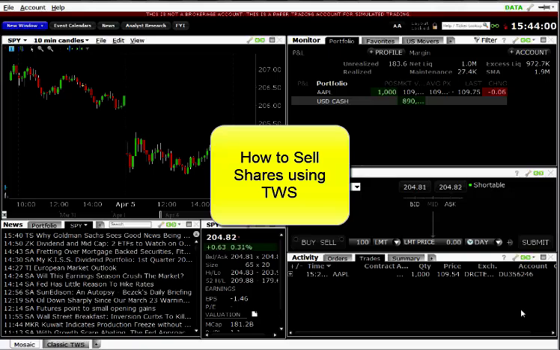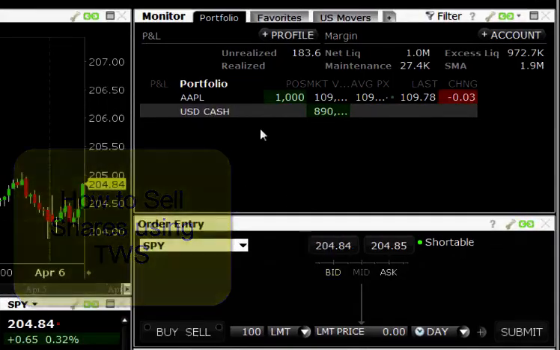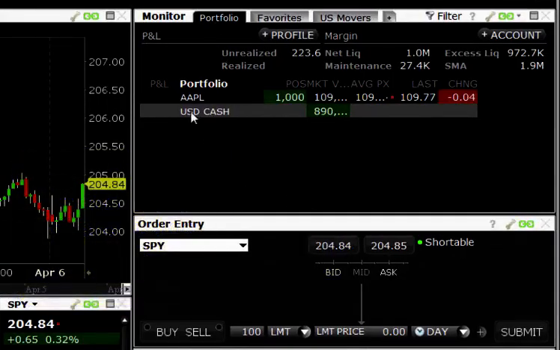How to sell shares from your portfolio. So we're going to focus in on the right hand side of our screen here, and we can see our portfolio window, and we can see we have 1,000 shares of Apple here.